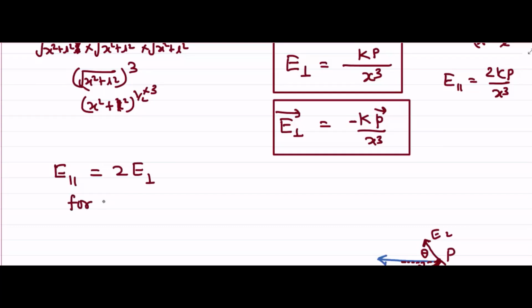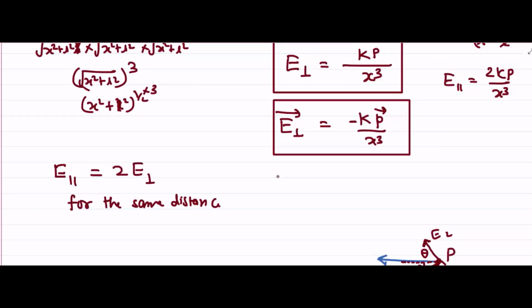Of course, there is a condition: it is for the same distance x, when the distances are the same from the center of the dipole. In one case, it is along the axis. In the other case, it is along the perpendicular bisector. If both the distances are the same, then we get this relationship between E parallel and E perpendicular. Okay, so with this, we have completed this discussion on electric field due to dipole along the perpendicular bisector.